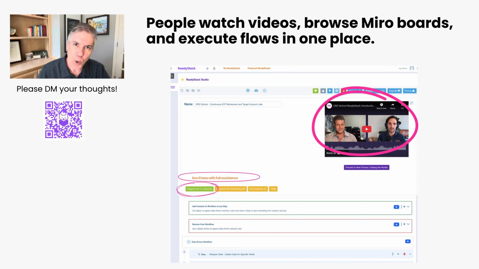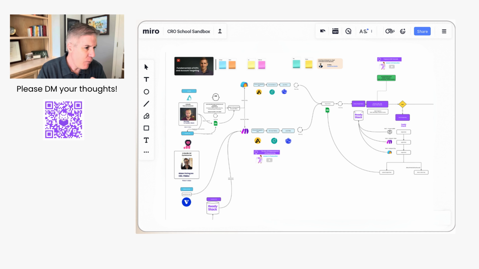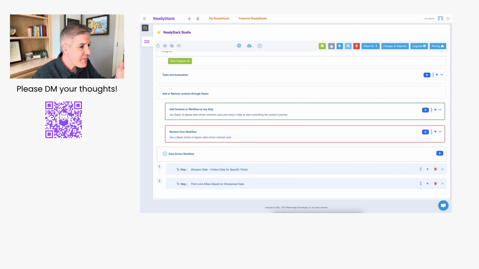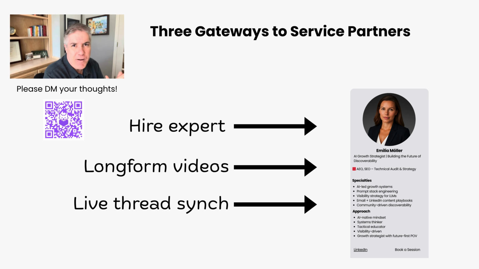We have a Miro board which lays out the high level of what the process is and where all the moving parts are and some of the service contacts that will help people onboard and deploy. And then we have the other area, which is the actual composition area itself, where they can just start to run this thing. So that is how we're bridging the knowing-doing gap and turning education into action and bringing them together.